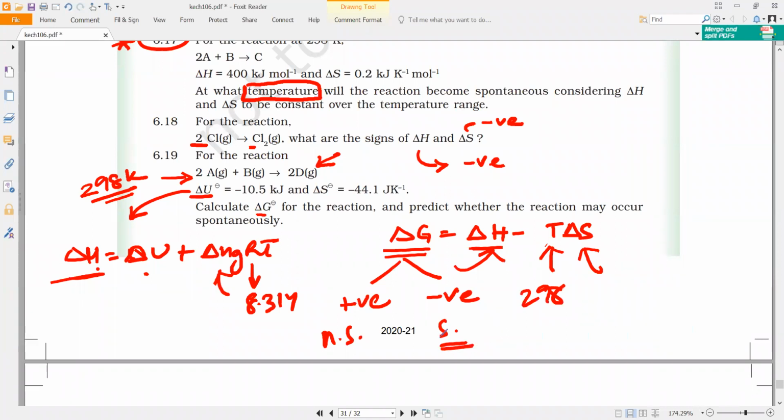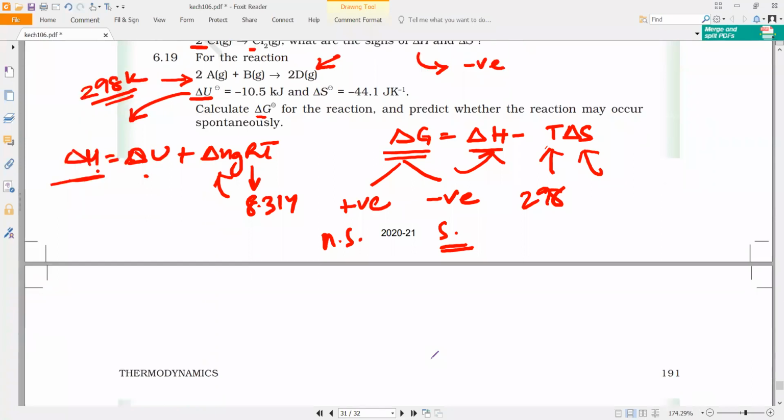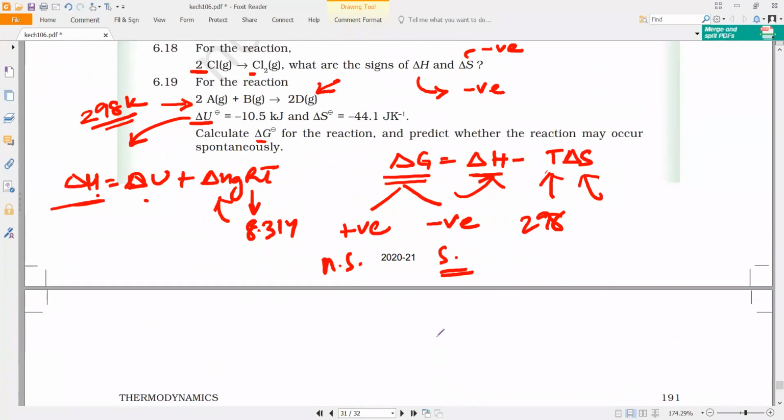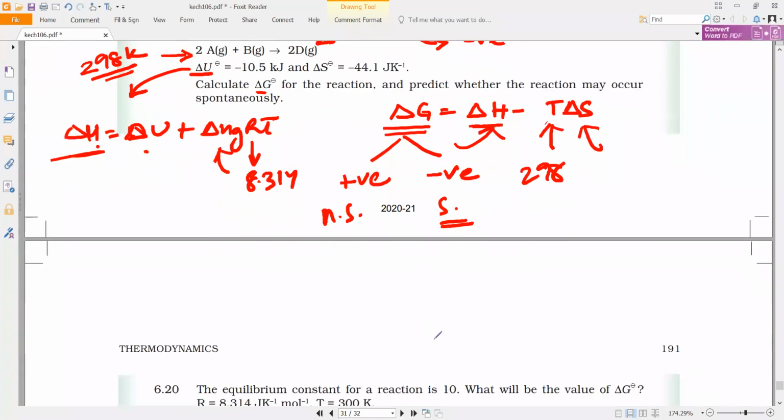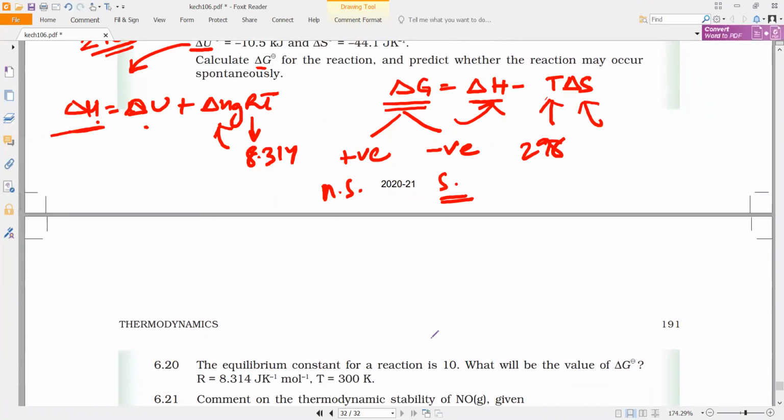So I think in these types of questions, you don't have any conceptual gap, right? Yes or no? You know all these equations, correct? So you can try these questions. Don't be lazy.